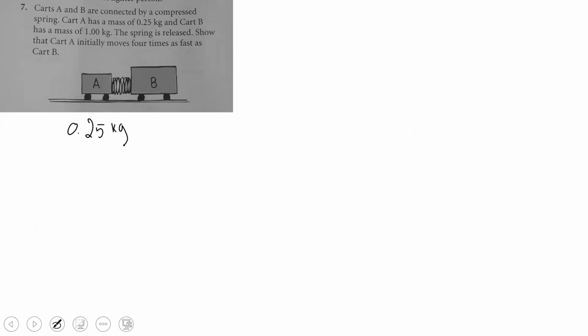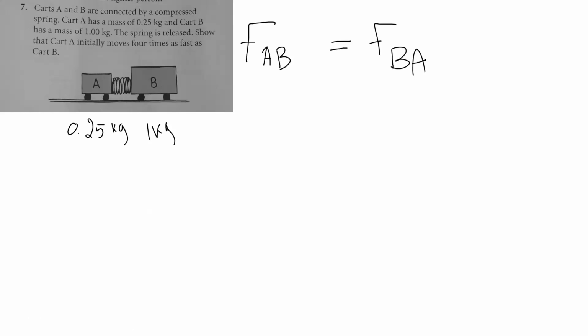And cart B has a mass of 1 kilogram. The spring is released. Show that cart A initially moves 4 times as fast as cart B. So here they have two forces. The force from cart A to cart B equals the force from cart B to cart A in opposite direction. Okay.